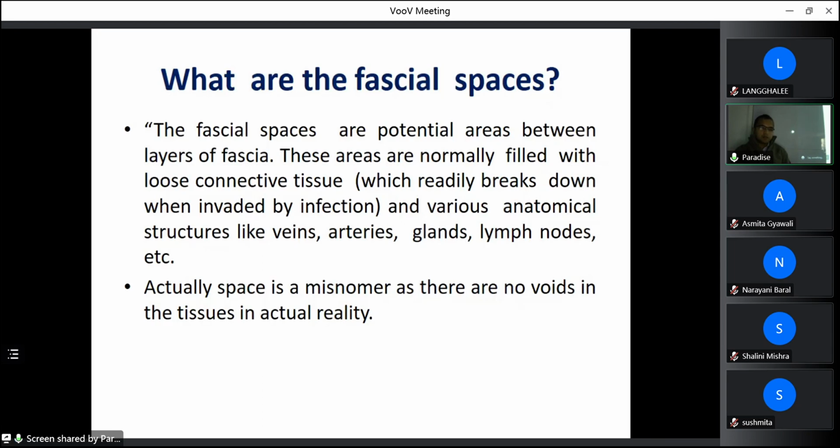So the facial space infection is itself a misnomer. There is no space in reality. In normal condition, there is no space. It is filled with loose irregular tissue. It consists of artery, vein, and other anatomical landmarks.